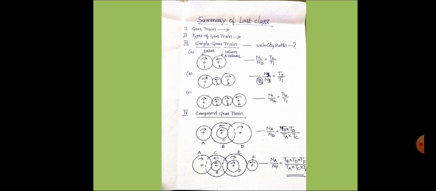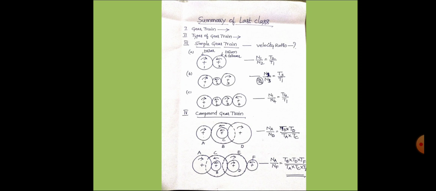Like that, you can remember the velocity ratio formula simply like this. If there are only a driver and a driven, N1 by N2 is equal to T2 by T1. If I have intermediate or idle gears of any number, 1, 2, 3 and so on, always remember the velocity ratio formula is between first and last, the driver and driven, because the idle gears do not affect the velocity ratio, even though there are any number of gears between a driver and a driven.